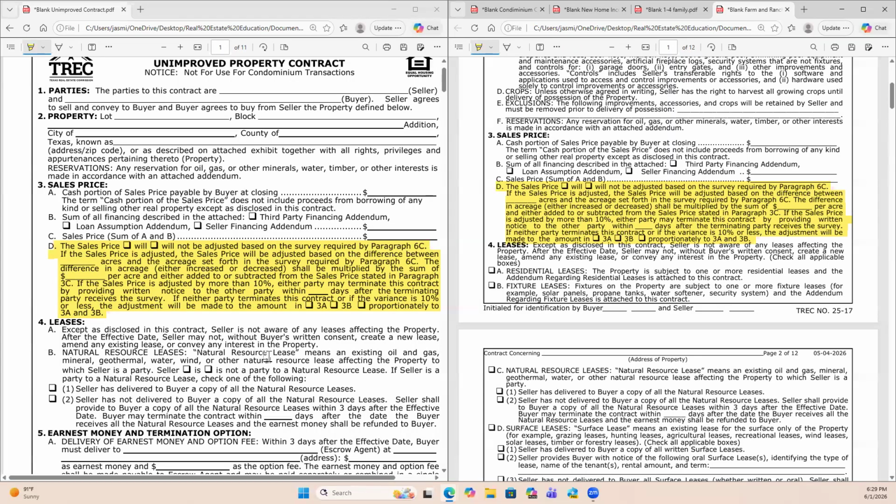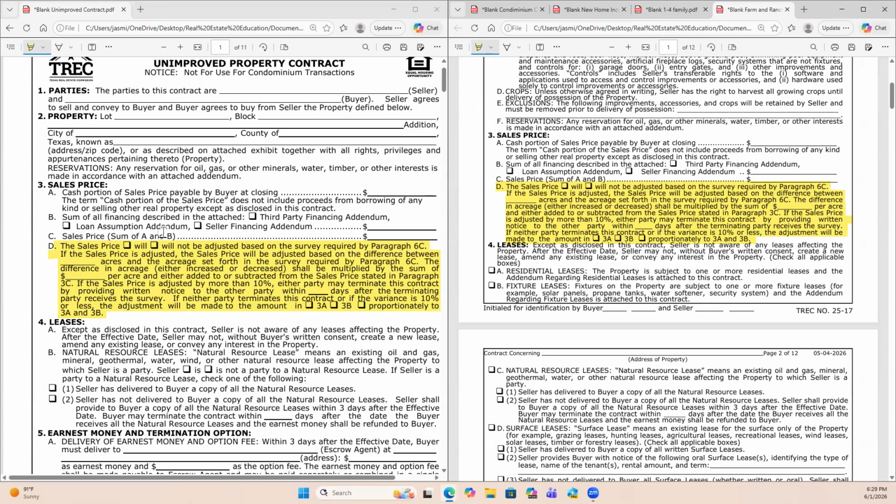Okay, if you are representing the seller, I'm going to tell you, you want that box to say will not be adjusted. Because if there is less land, then now your seller just made less money. If there's more land, that's a gamble that most sellers are willing to take. I do not want to be charged. I don't want to change my price hoping that there's more land. You should know your land.